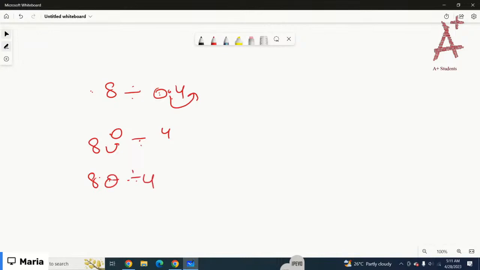So 4 times what number is 80? So you have to do 80 divided by 4. 4 times 2 is 8 and 4 times 0 makes 0. So it would be 20. That means the correct option is 20.